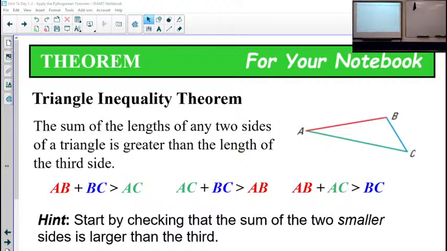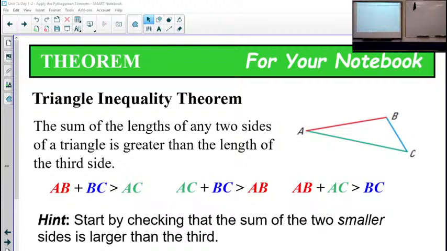Triangle inequality theorem says that the sum of the lengths of any two sides of a triangle has to be greater than the length of the third side. The way that we're going to use this more often is to say that if I add up the two shorter sides in the triangle, it has to be bigger than the longest side. In other words, if that doesn't happen, then it is impossible to make the triangle. The triangle can't happen. Again, the activity will go through that, but let me give you an example here.